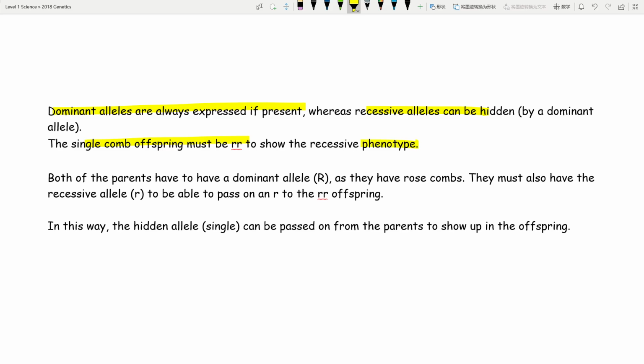Now, the key thing with biology is the use of vocabulary. You have to make sure that you use correct terminology to show understanding. Both parents have to have a dominant allele because they're rose combs, and they also have to have the recessive allele, because otherwise how would the offspring get the small r's from? So they have to give a small r to each offspring. In this way, we can see that in the offspring. Okay, so this is an excellent question.